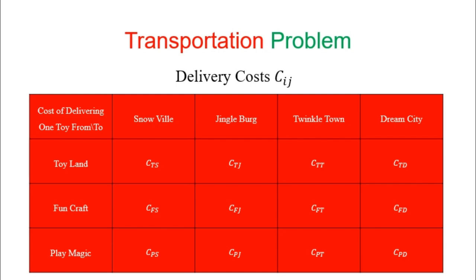So the cost of delivering one toy from Toyland to Snowville is CTS. The cost of delivering one toy from Toyland to Jingleburg is CTJ. Similarly, the cost of delivering one toy from Toyland to Twinkletown is CTT. The cost of delivering one toy from Toyland to Dream City is CTD. So this is what we mean by the cost delivery matrix.